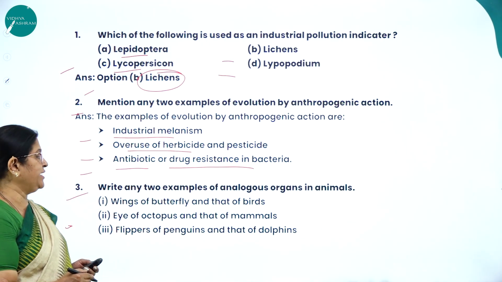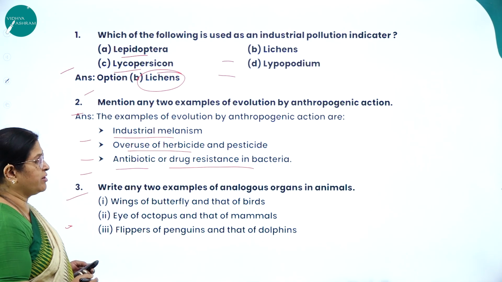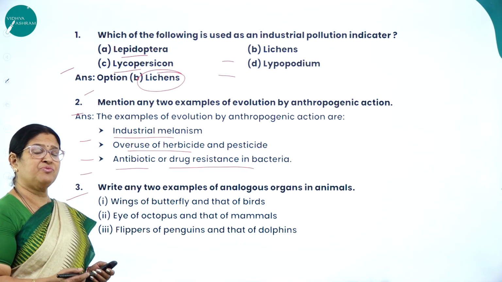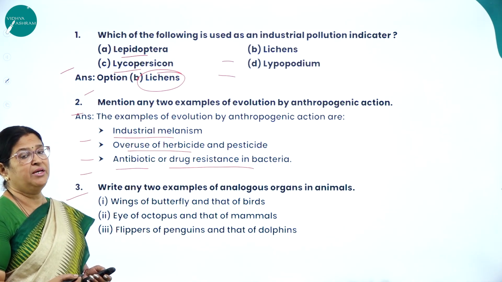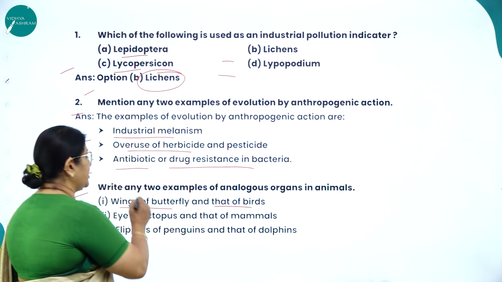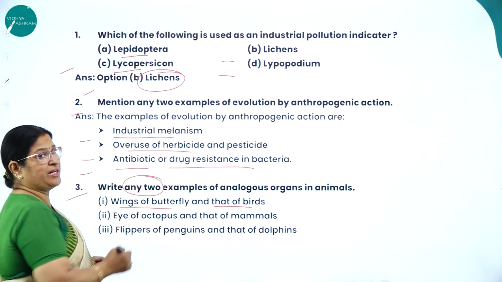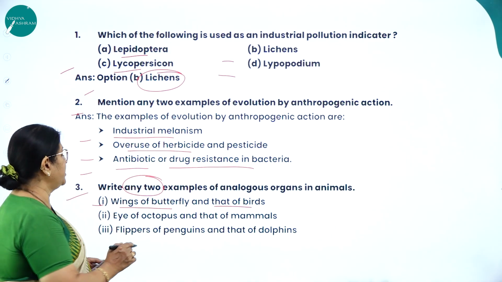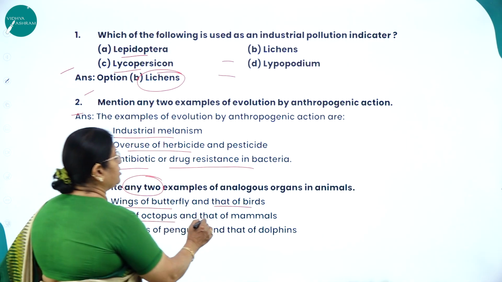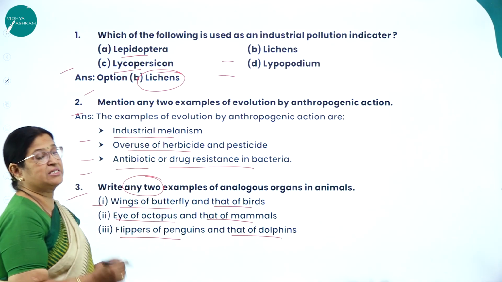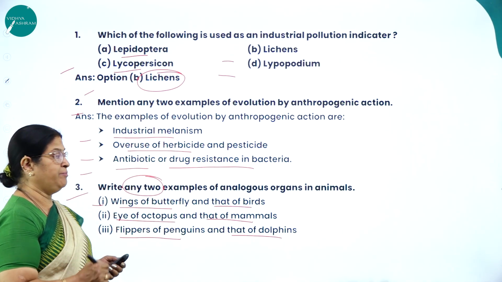Next, question number 3. Write any two examples for analogous organs in animals. What are analogous organs? Organs which have different origin but perform the same function. For example, wings of butterfly and that of birds. Here they have asked to write any two examples. So you can write wings of butterfly and that of birds, eye of octopus and that of mammals, flippers of penguins and that of dolphins. Examples are very, very important.